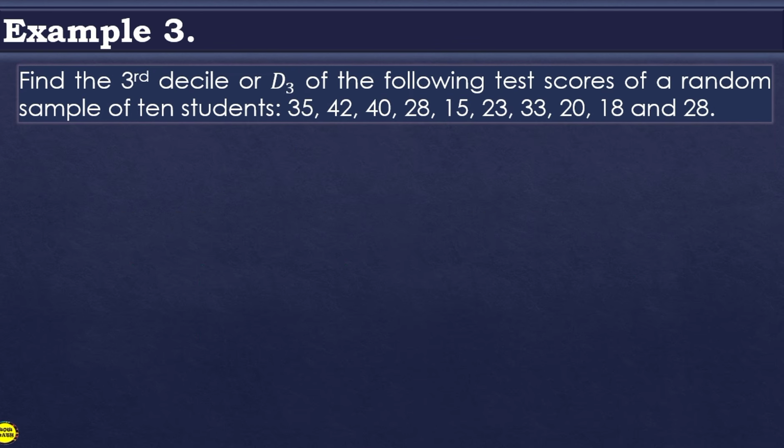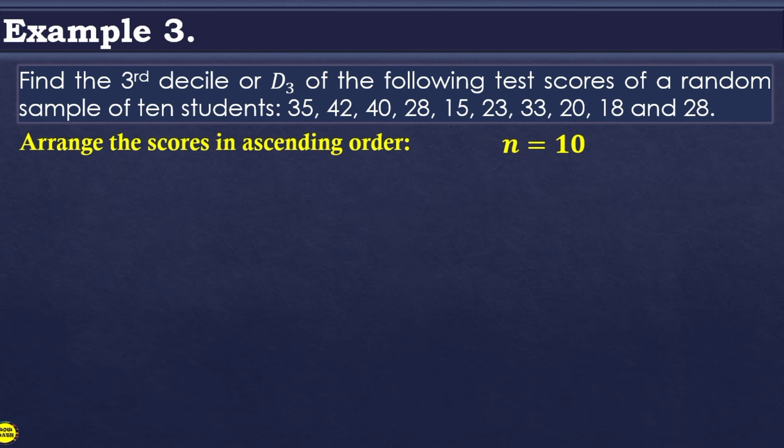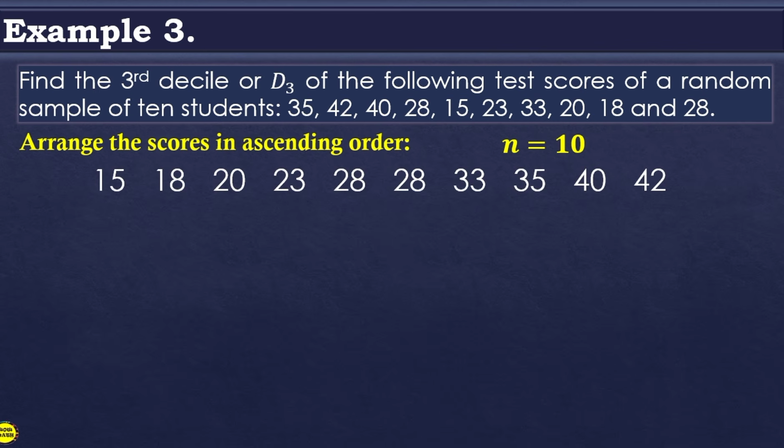For example, find the third decile or D sub 3 of the following test scores of a random sample of 10 students: 35, 42, 40, 28, 15, 23, 33, 20, 18, and 28. So, kagaya ng ginawa natin sa pag-compute ng quartile, bukod sa pagkuha ng value ng n, unang-unang gagawin ninyo ay i-arrange yung score in ascending order.